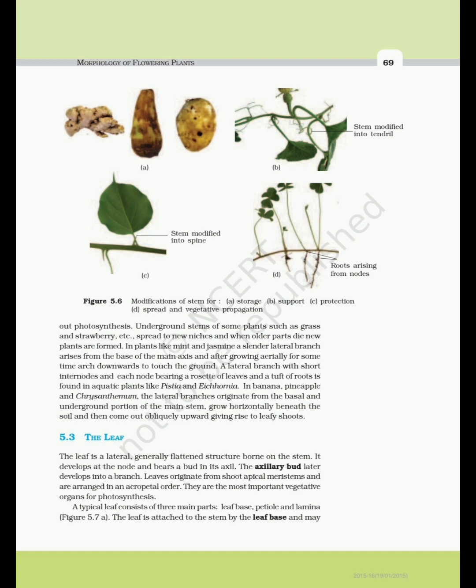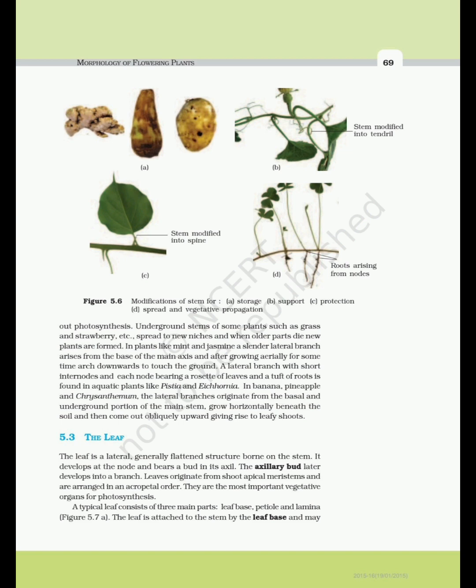Underground stems of some plants such as grass and strawberry, etc., spread to new niches, and when older parts die, new plants are formed. In plants like mint and jasmine, a slender lateral branch arises from the base of the main axis and after growing aerially for some time arches downwards to touch the ground. A lateral branch with short internodes and each node bearing a rosette of leaves and a tuft of roots is found in aquatic plants like Pistia and Eichhornia. In banana, pineapple and chrysanthemum, the lateral branches originate from the basal and underground portion of the main stem, grow horizontally beneath the soil and then come out obliquely upward, giving rise to leafy shoots.